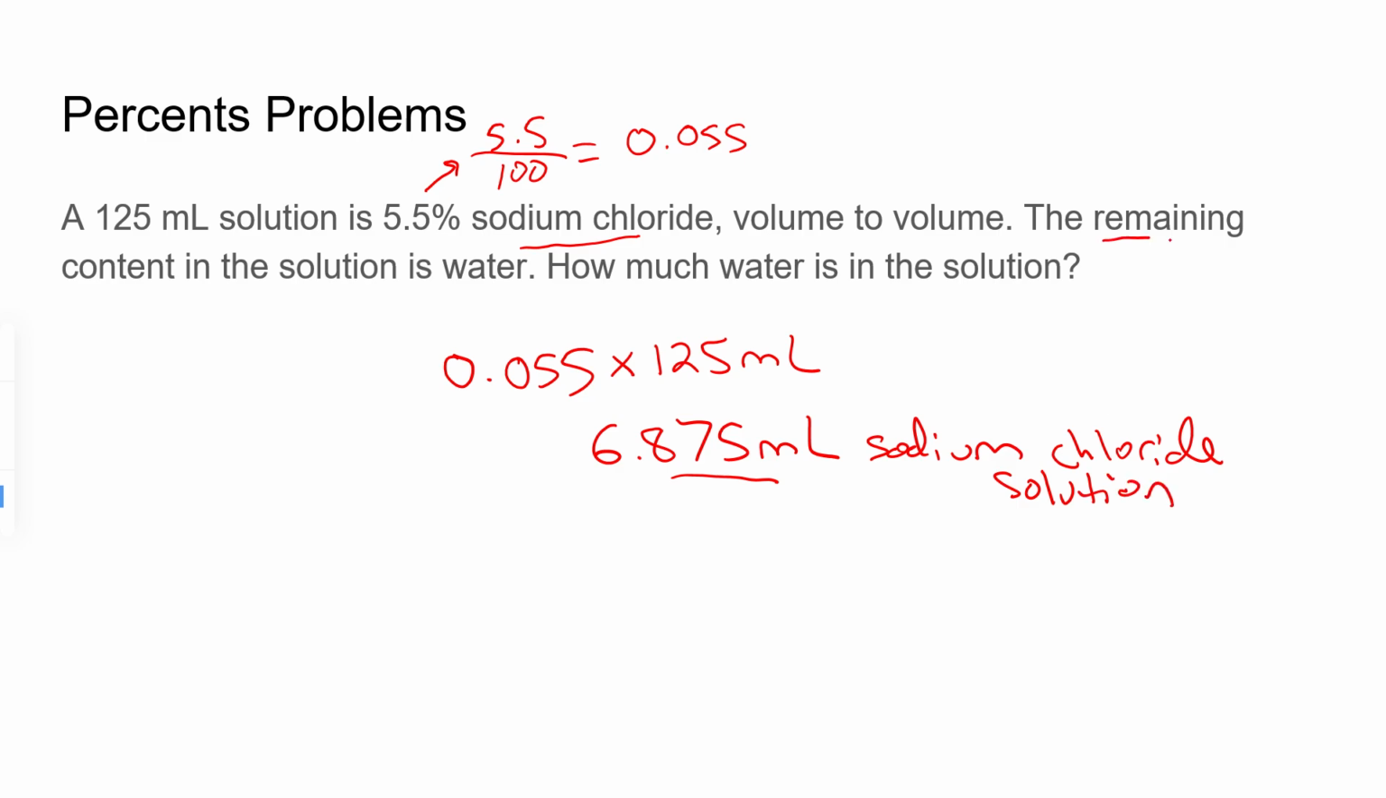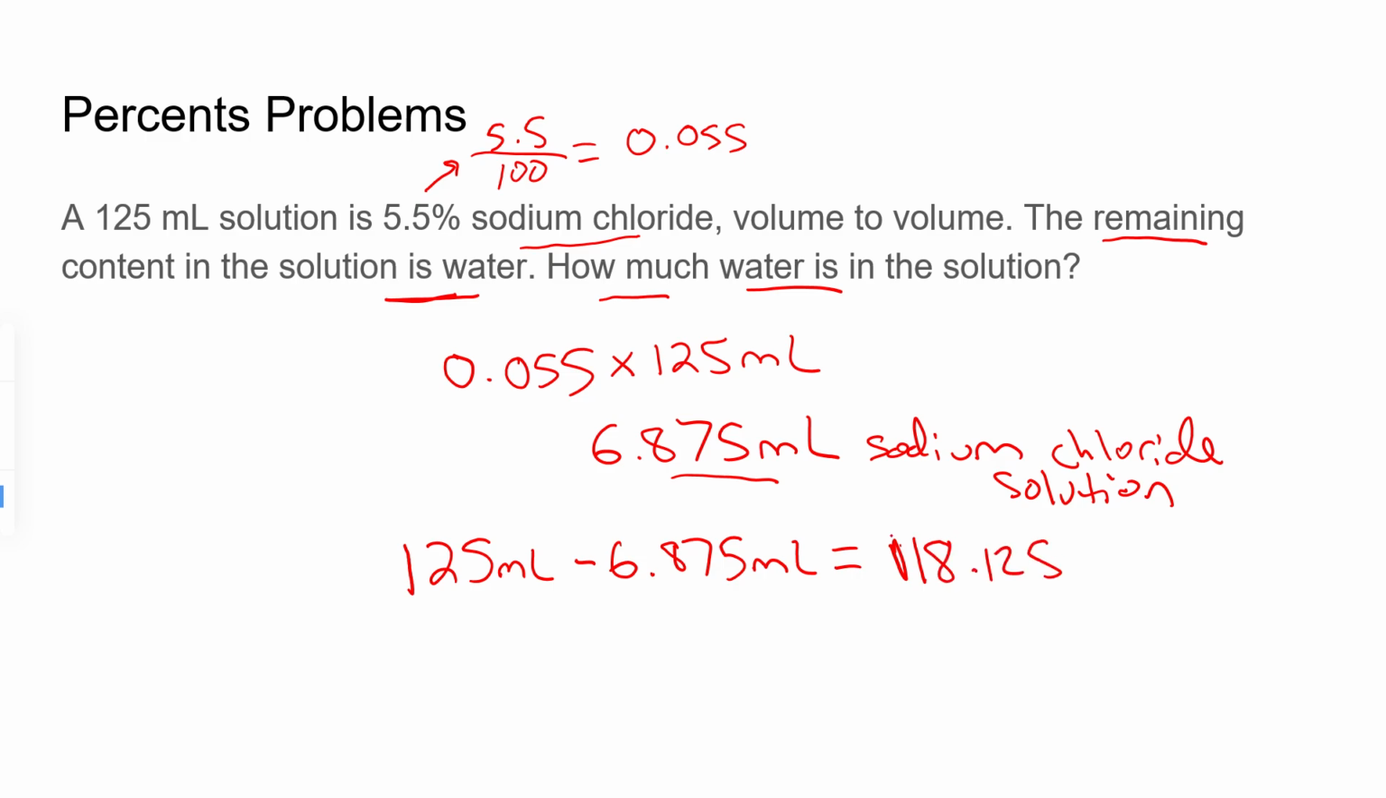But the remaining volume is water, and it's asking how much water is needed. So the total volume was 125 mL. 5.5% of that is the sodium chloride, and we just calculated that 5.5% of 125 is 6.875 mL. So to figure out the volume of water, we subtract the two, and we get 118.125 mL of water.